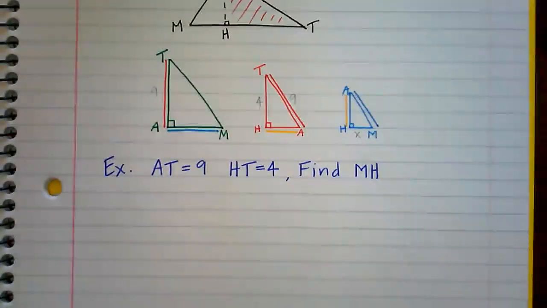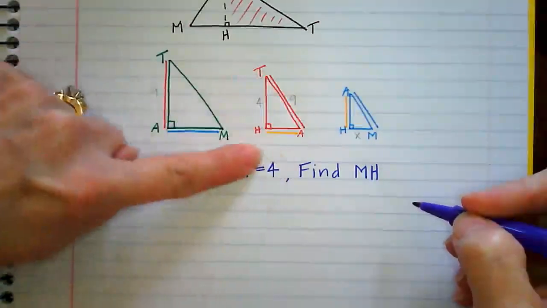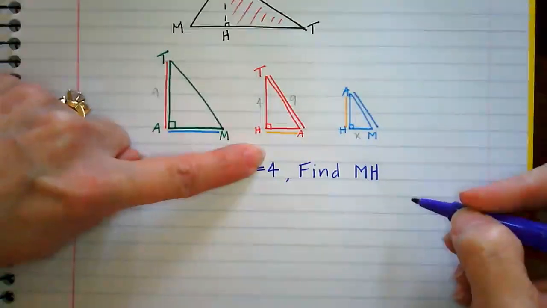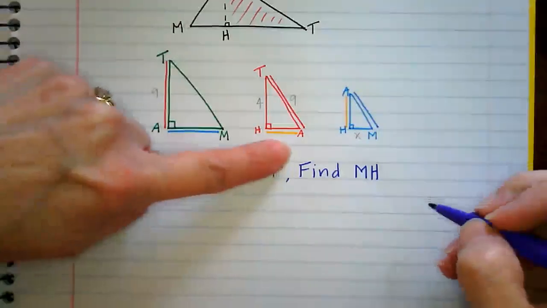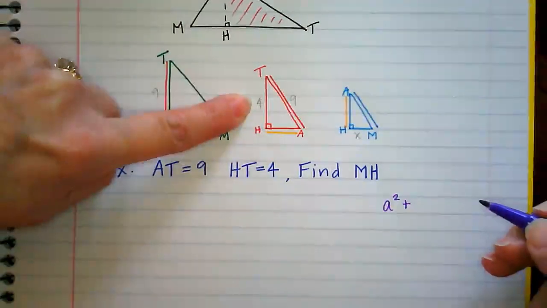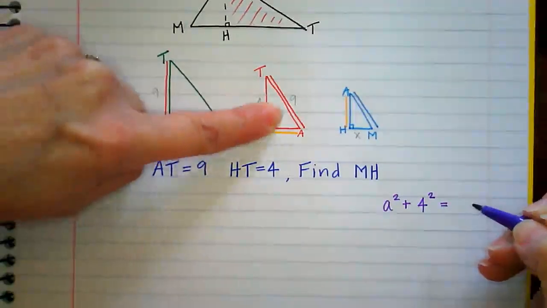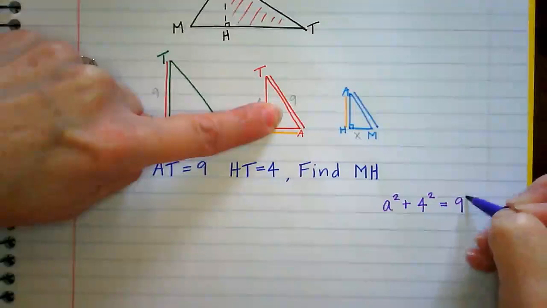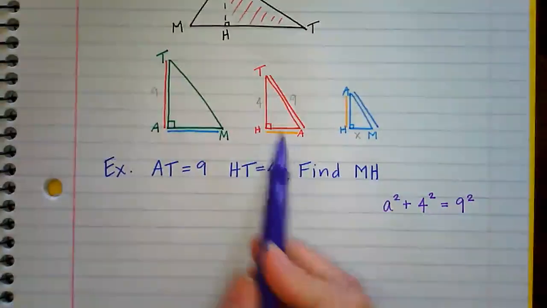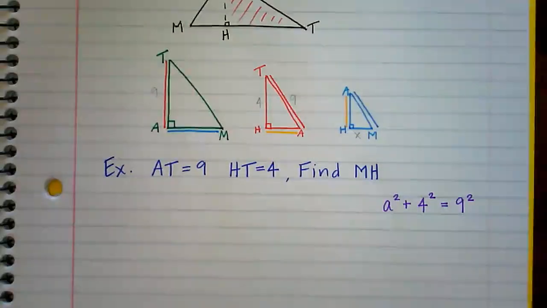So I'm going to kind of go over here. So Pythagorean theorem says a squared plus b squared equals c squared. So a squared, I don't know. B squared is 4 squared. And c squared is going to be 9 squared. And I know that the legs are the a and the b, and the hypotenuse is always the c.